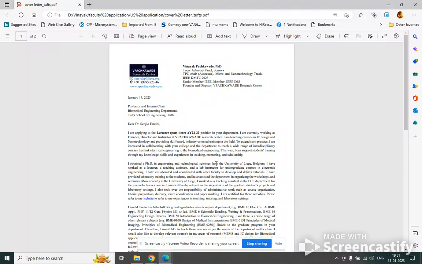Right, so this is about a cover letter that we have prepared for a particular job application, specifically the academic job application. This letter has been prepared on a standard letter pad where we can see that on the left side you have a logo of an organization that you are currently working with. It could be a university, your company, or an institute.